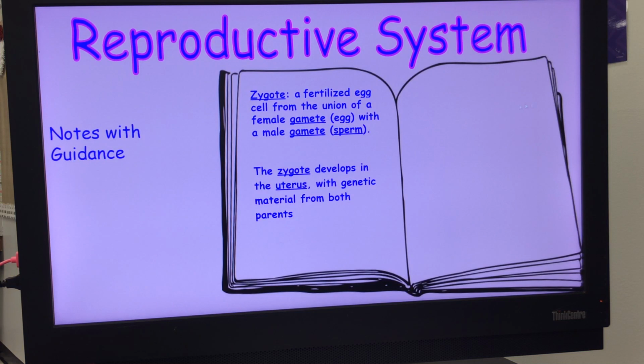For your notes entry, you will write zygote, a fertilized egg cell from the union of a female gamete, egg, with a male gamete, sperm. The zygote develops in the uterus with genetic material from both parents.